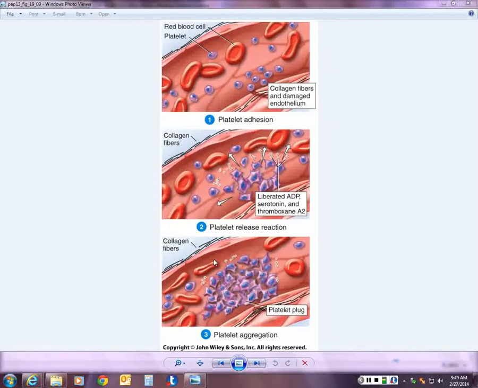I'm going to talk a little bit here about the process of hemostasis. If you look at the actual meaning of the term hemostasis, it basically means stable blood. What this entire process ultimately is, is the process in which you basically stop bleeding.